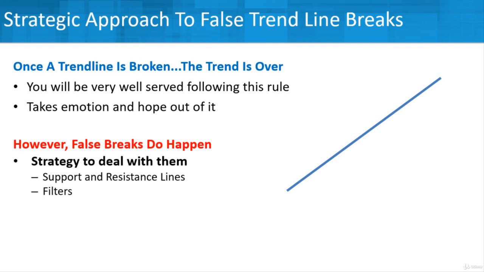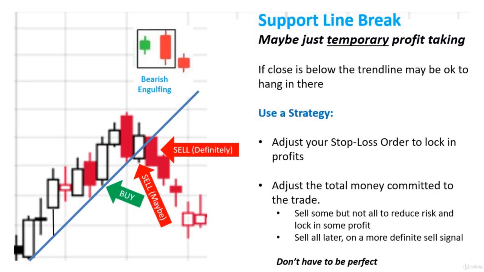However, false breaks do happen, frequently happen. So there might be ways that we can use a strategic approach to really deal with them and help us be better traders. And we're going to talk about how we can use support and resistance lines in terms of our strategy, but also how to apply filters around this too in this lesson. So let's get into how we might be able to deal with these potential false breakouts in terms of strategy.